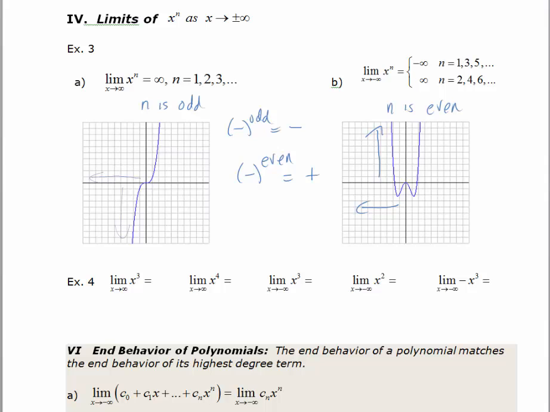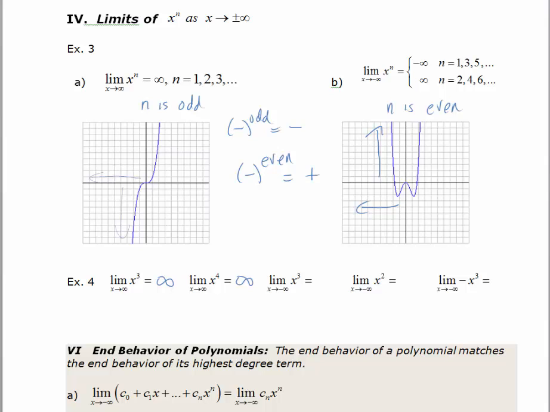The limit as x approaches infinity of x cubed: if you take infinity and multiply it by itself 3 times, you're going to get infinity. As x goes to infinity, whether your exponent is even or odd, the value is going to be infinity. The limit as x approaches infinity of x to the 4th is also going to be infinity. You have a positive base and an even exponent, so you're going to infinity.